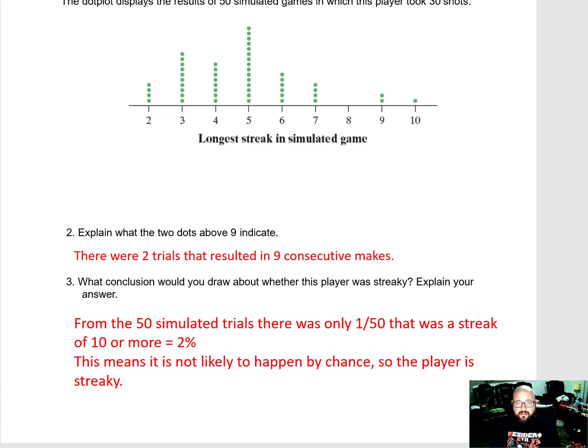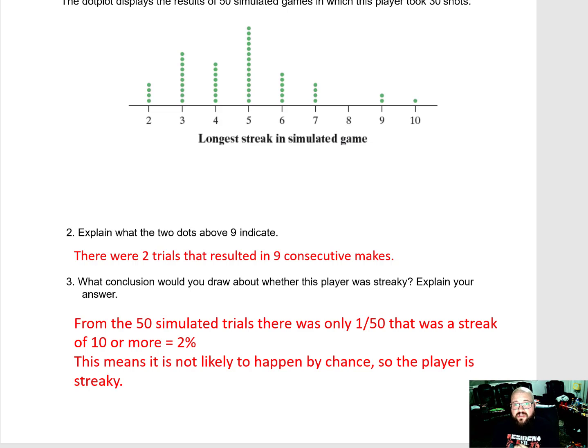In this setup, the null hypothesis, the initial claim, is that this player is just the average player. However, there is an alternative hypothesis claiming that this player is streaky. To determine which one we agree with, we compare to our significance level of 5%. We haven't talked about that much, but that's the significance level we're always going to compare to if it's not given to us.